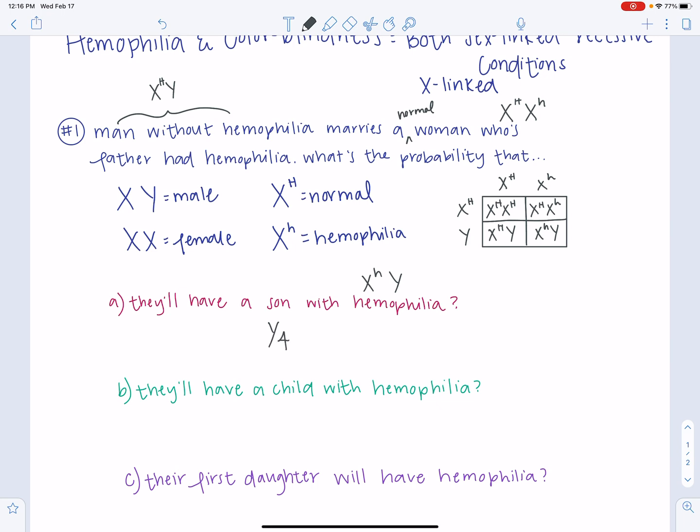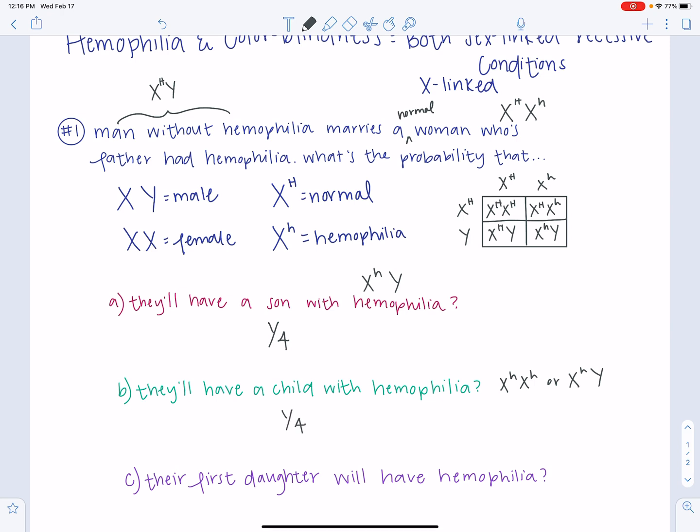The next one asks, what's the probability that they'll have a child with hemophilia? So we don't care about the biological sex here. We're just looking for anyone who would have the hemophilia condition. So these would be the two genotypes that we are looking for. There's only one that shows up in our Punnett square, so the answer here would be 1/4.